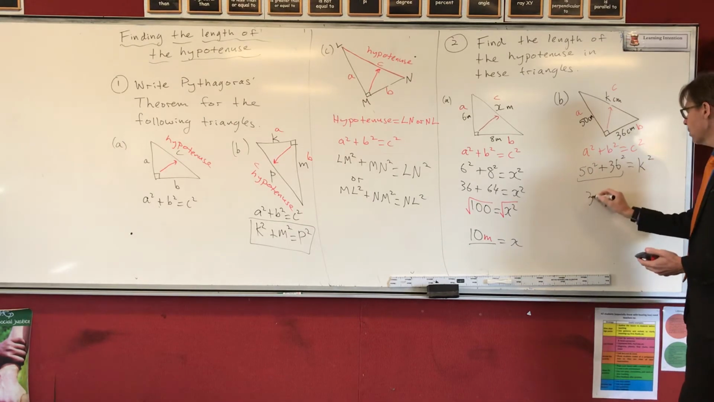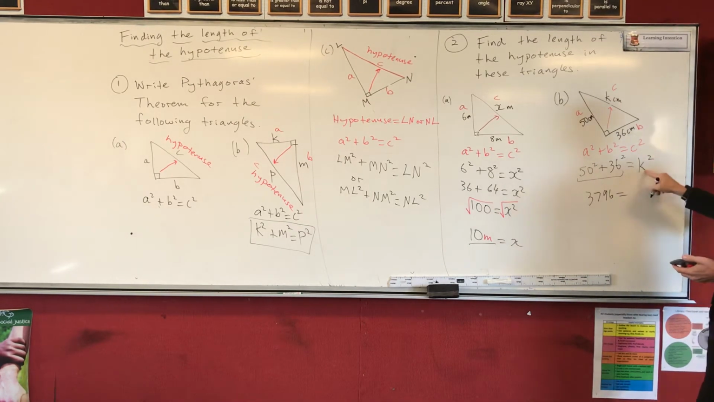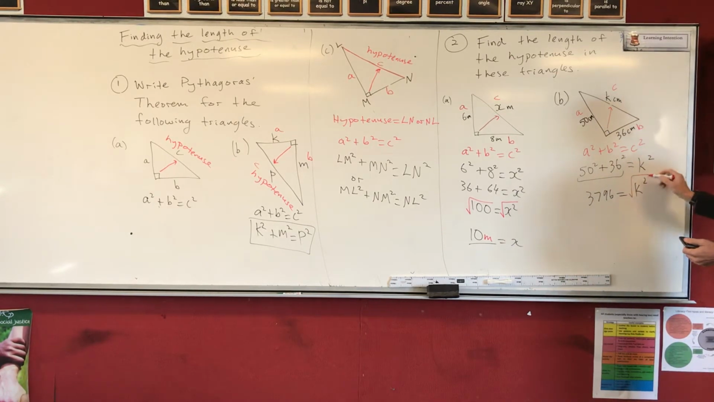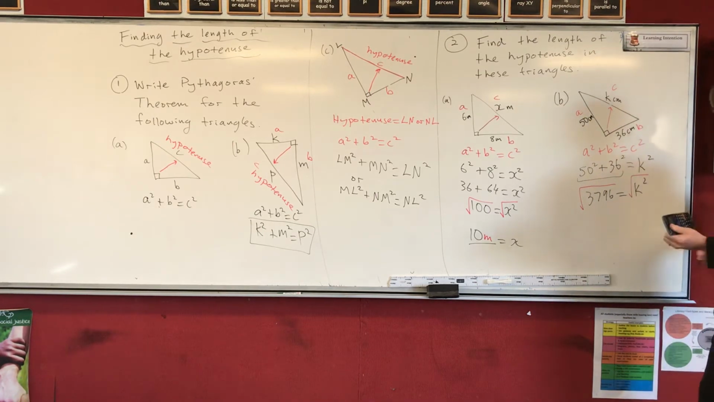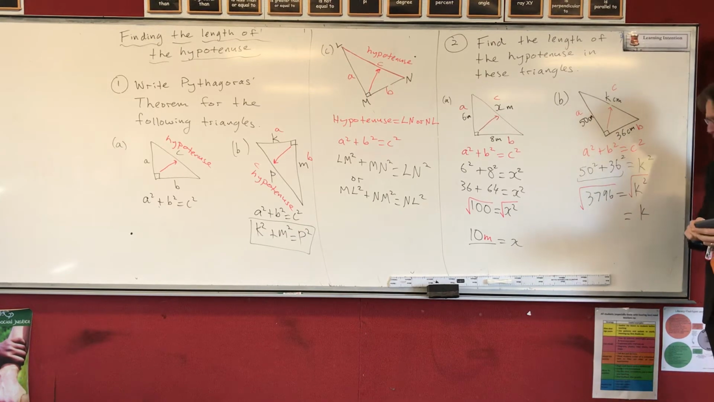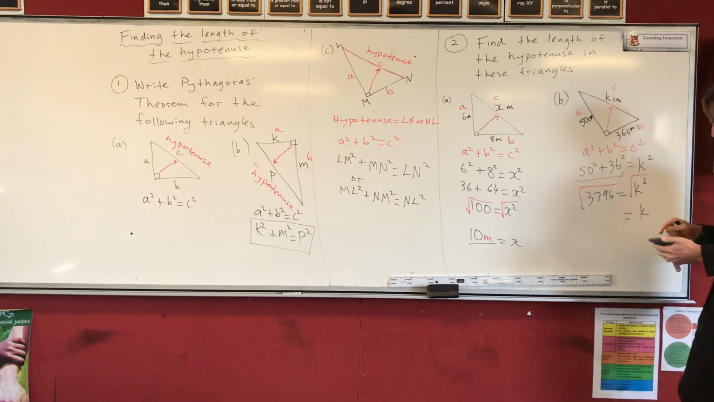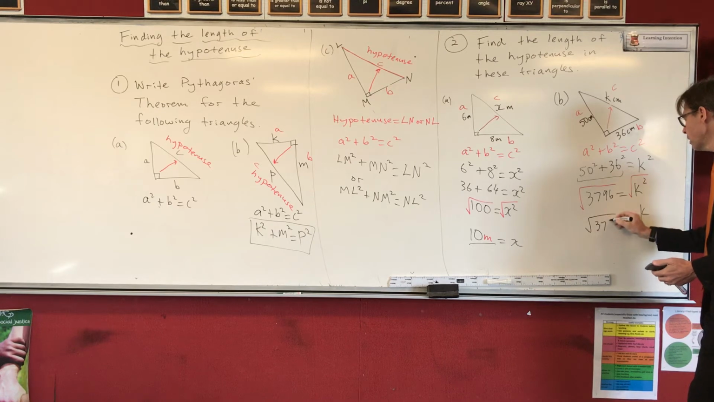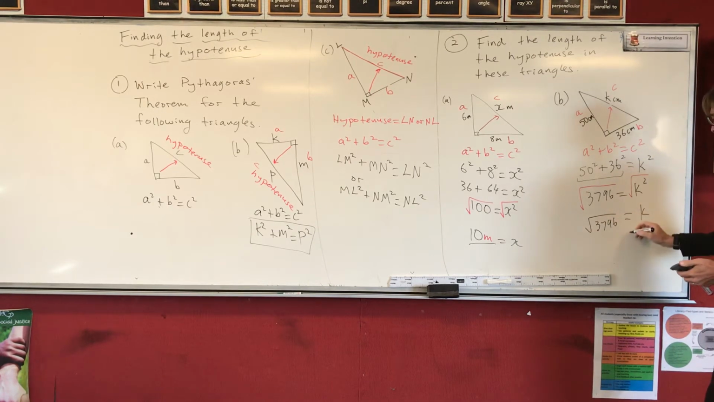That gives me 3,796 equals, and you've still got to write down the K squared because you haven't done anything with that. Now, to get rid of that power of 2, we have to use the square root. That cancels it out. You do the square root to both sides. Now, that gives you K equals. Now, if you work this out on your calculator, I'm just going to leave it as square root for the time being. 3,796, and that is centimetres.